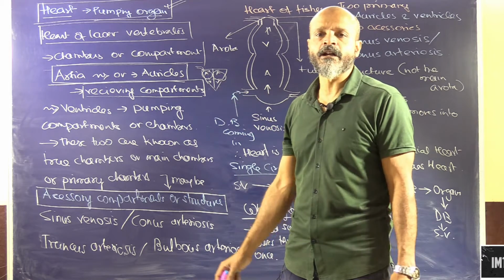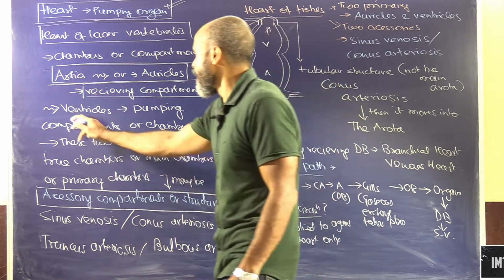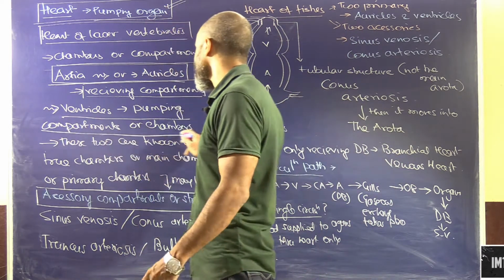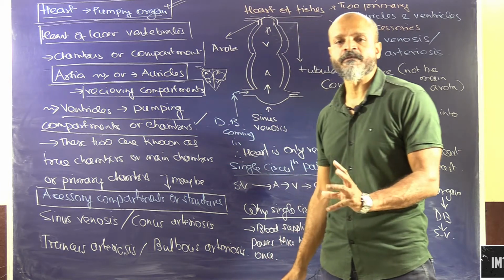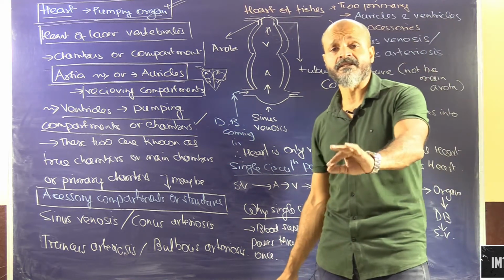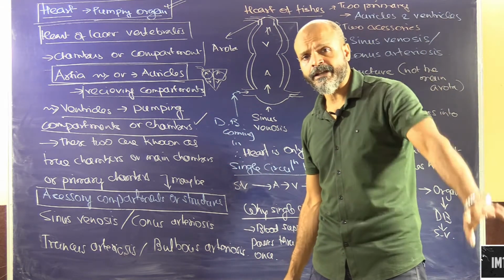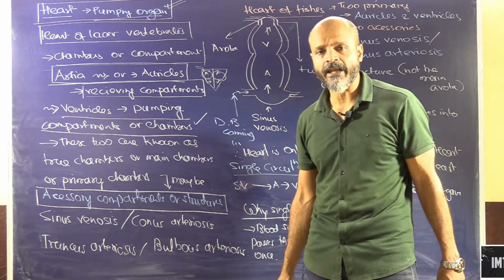From the auricles, the blood passes on to the ventricles. So ventricles are the pumping compartments or chambers. So these are the ones which will pump and make sure the blood either reaches the lungs or it reaches the entire part of the body depending upon the organism.